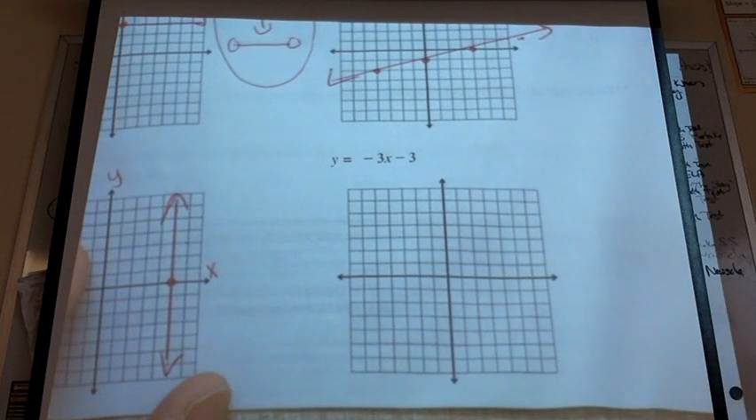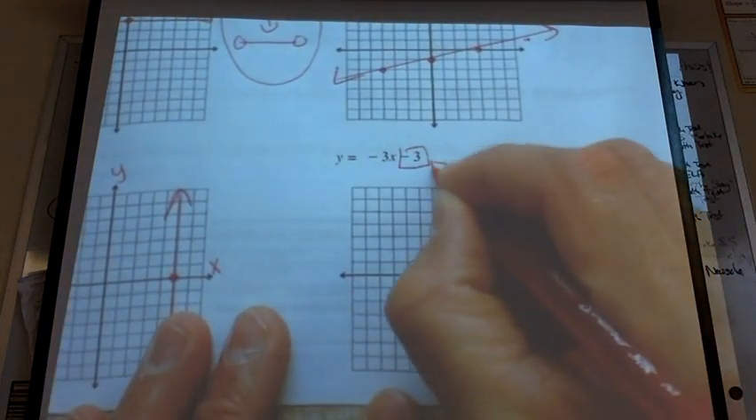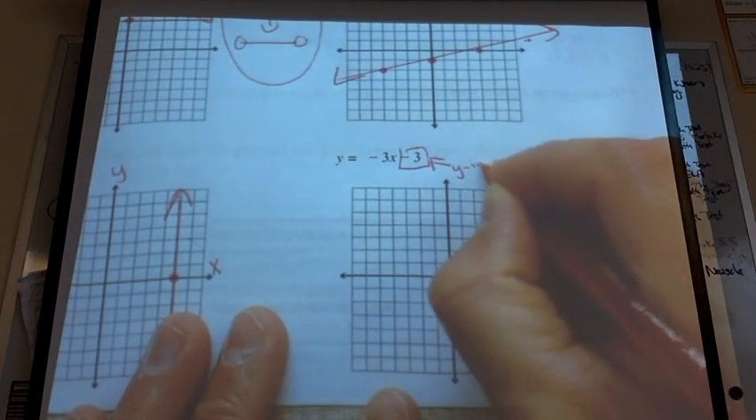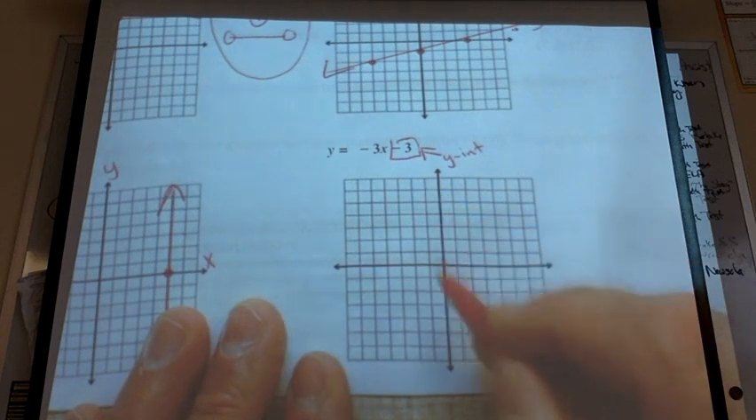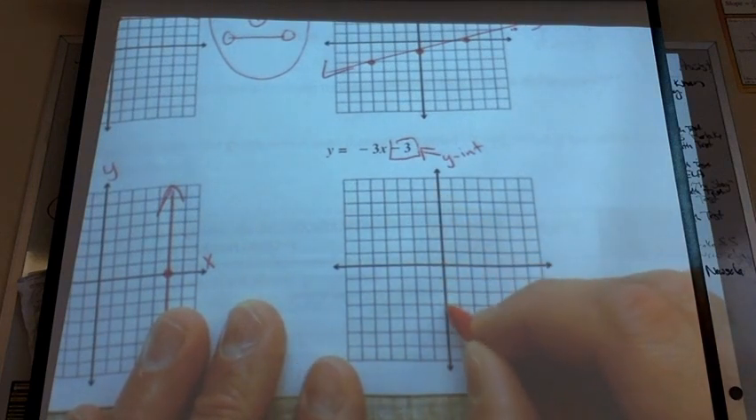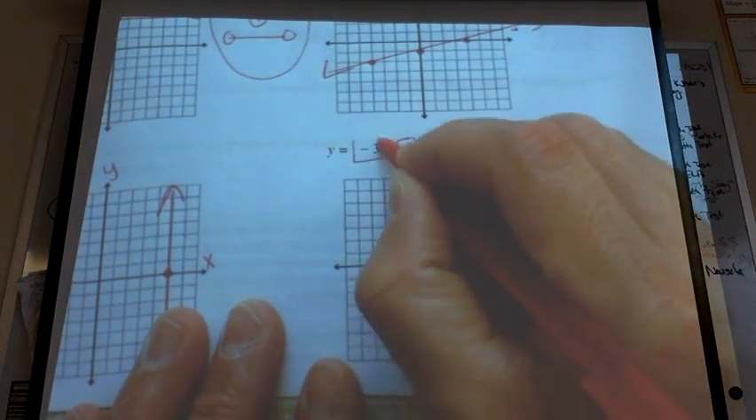Moving on to our next problem. Y equals negative 3x minus 3. So this negative 3 is going to be our y-intercept. That's where it's going to cross the y-axis. So I'm going to put that in right away. So here's our origin. Being it's negative, it's going to be down 3. 1, 2, 3. Then we're going to look at our slope of negative 3.